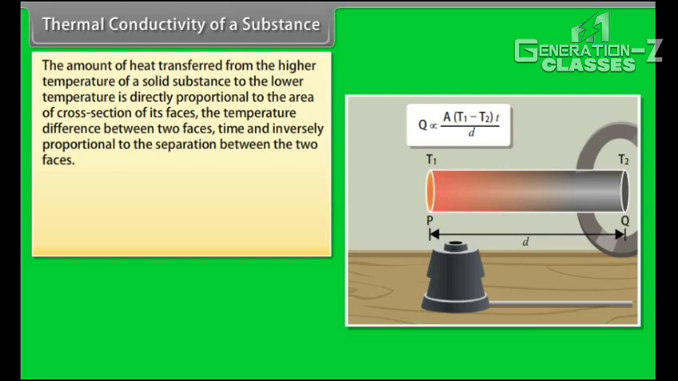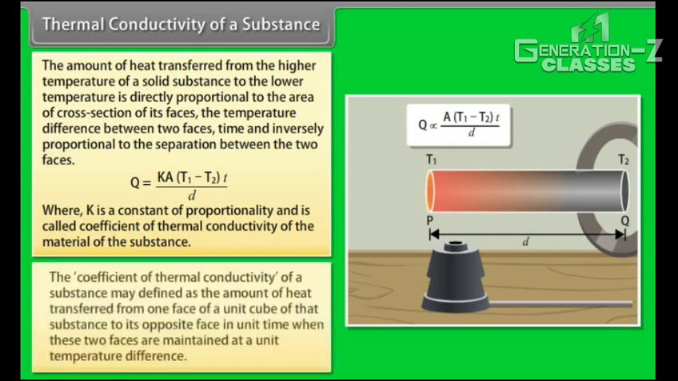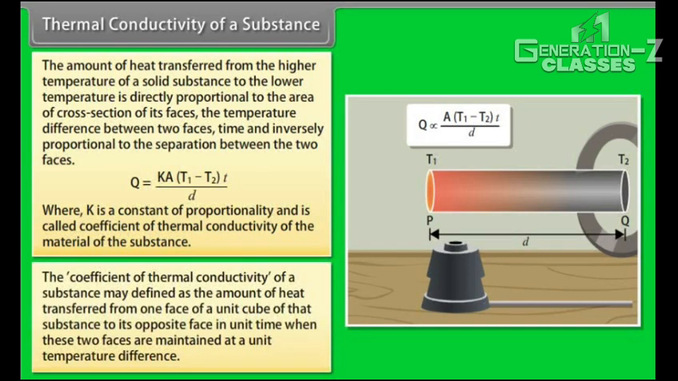It gives Q is equal to KA(T1 minus T2)t upon d, where K is a constant of proportionality and is called the coefficient of thermal conductivity of the material of the substance. The coefficient of thermal conductivity of a substance may be defined as the amount of heat transferred from one face of a unit cube of that substance to the opposite face in unit time when these 2 faces are maintained at a unit temperature difference.